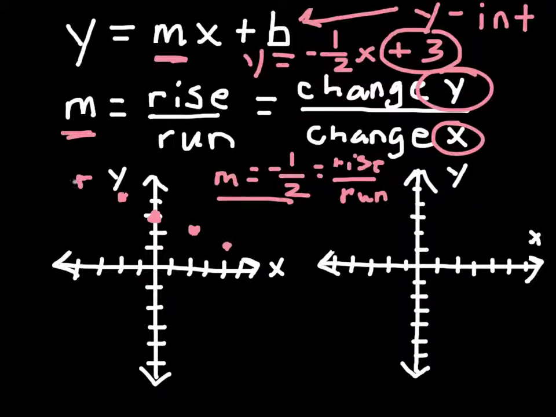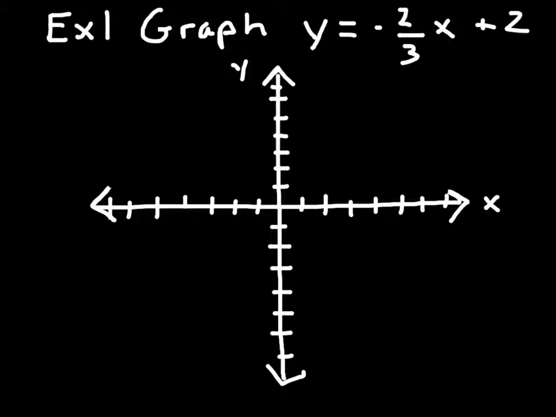The main thing I'm trying to show you is that the top number is how far up or down you move. The bottom number is how far left or right you move. And that's something that you want to take note of. Now, the best way to put all this together is to actually go through some examples. So let's take a look at example 1.